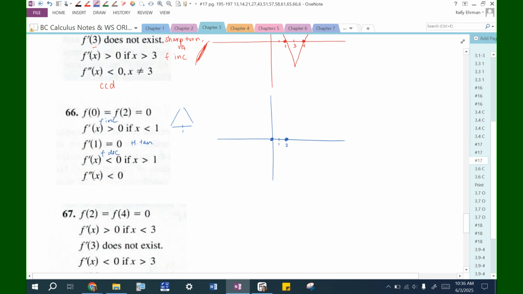And then f double prime less than 0, concave down again. So concave down, concave down. So like a parabola, something like that. We have this little horizontal tangent here, increasing then decreasing, concave down the whole way.